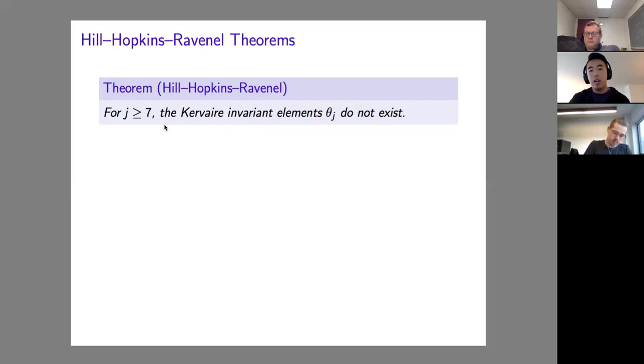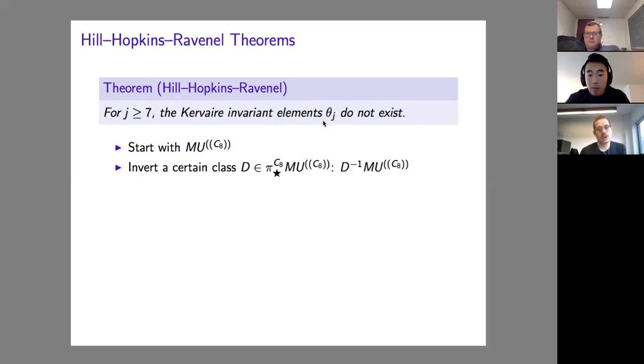So in 2009, Hill, Hopkins, and Ravenel proved that the Kervaire invariant elements theta j do not exist for j greater or equal to 7. And here's the outline of what they did. They started with MU^(C8), which is a C8 equivariant spectrum, and they inverted a certain class in the C8 equivariant homotopy group of MU^(C8).